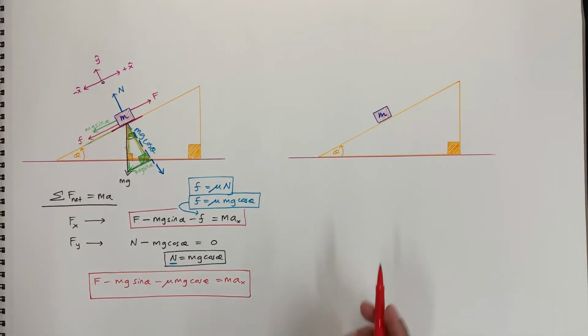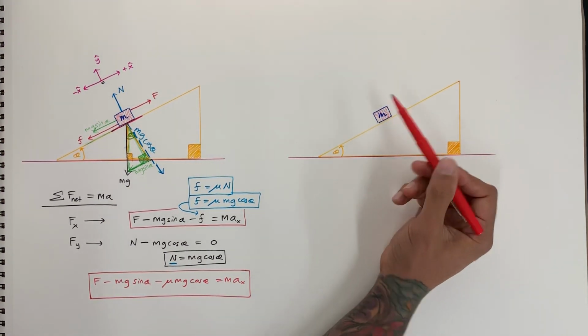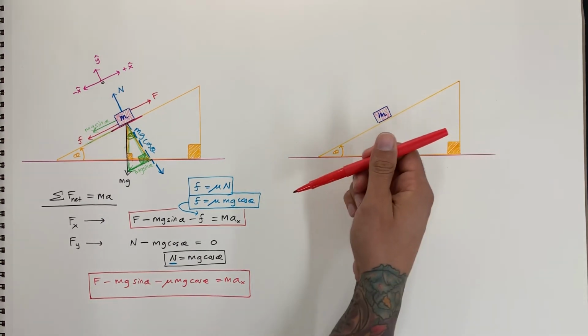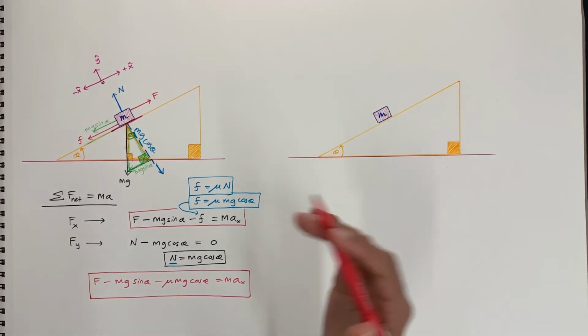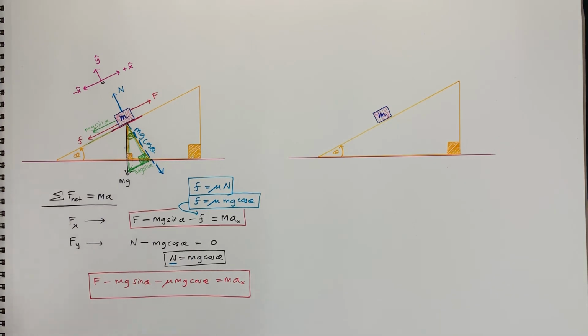All right, in the next video, I want to show what happens when the box starts sliding downward and how we can calculate the same values with those conditions.